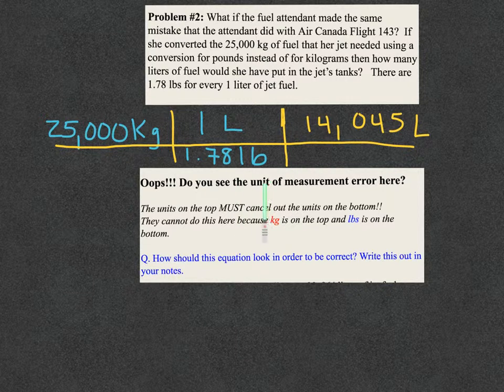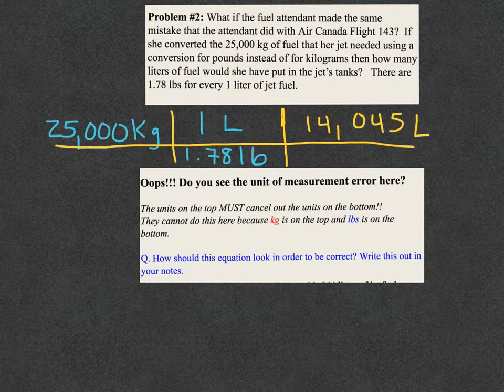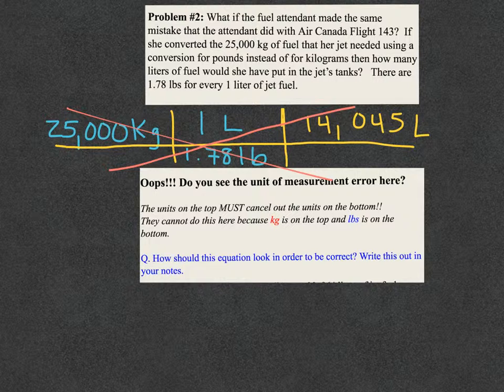This is very similar to what the fuel attendant did, but check this out. The kilograms and the pounds do not cancel out. So this is not a conversion that can happen. In order for dimensional analysis to work, your units here and here have to be able to cancel. So let's try it the correct way, okay?